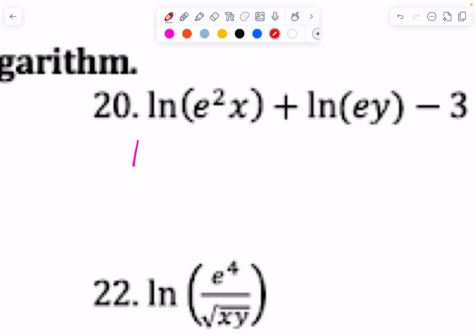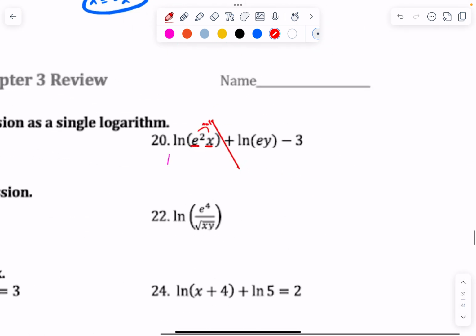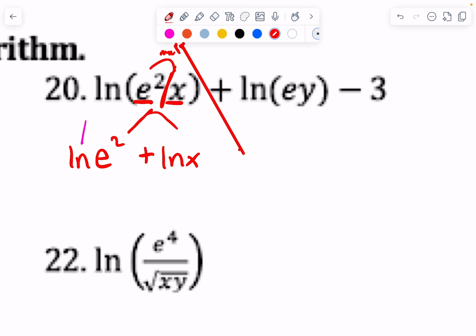I'm going to go against what they say right now, and I'm going to break it apart first. Do you see where I have e squared and x? Those are being multiplied together, so I'm going to break them apart into two pieces by splitting them up and making it addition. I'm going to put ln of e squared over here, and ln of x over here, and plus is in between them because they're being multiplied. That's how I'm going to separate them out. You'll see the method to my madness in a second.